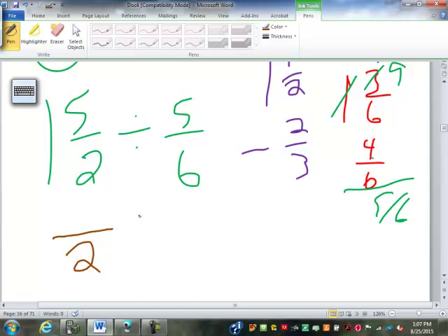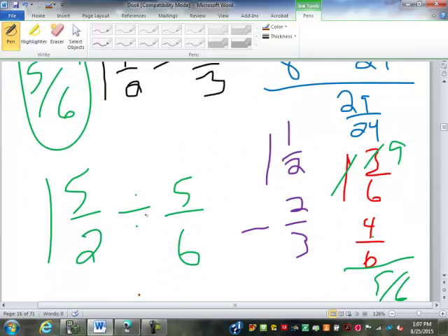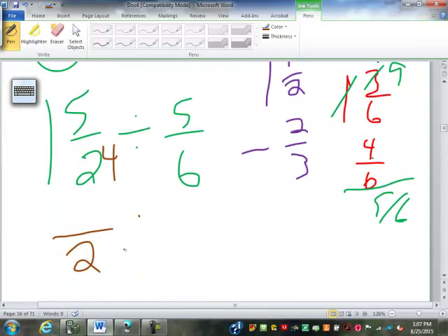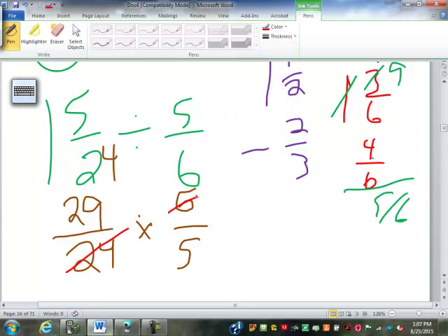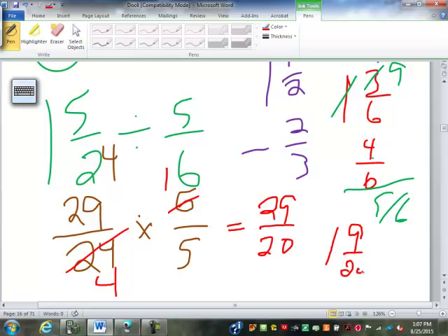Improper. So this is going to be, that's supposed to be 5/24, isn't it? Not 5/2. 5 24ths. Okay, good. So this is going to be 29 over 24. Thank you. We're going to flip this to make it 6/5, so it's multiplication. Then what? Cross cancel the 24 and the 6. Give me 1 and 4. So we got 29 over 20, which is 1 and 9 20ths. What do you think? Better than a sharp stick in the eye?